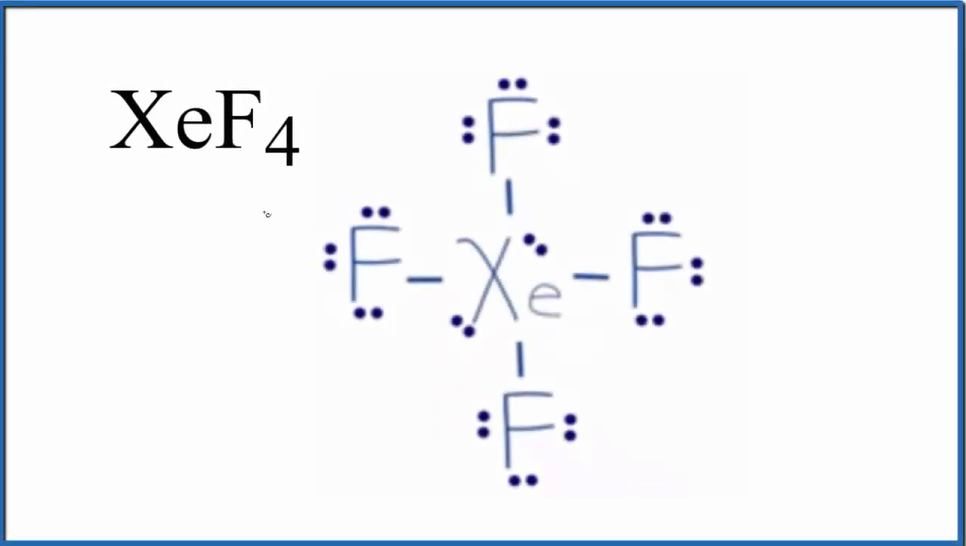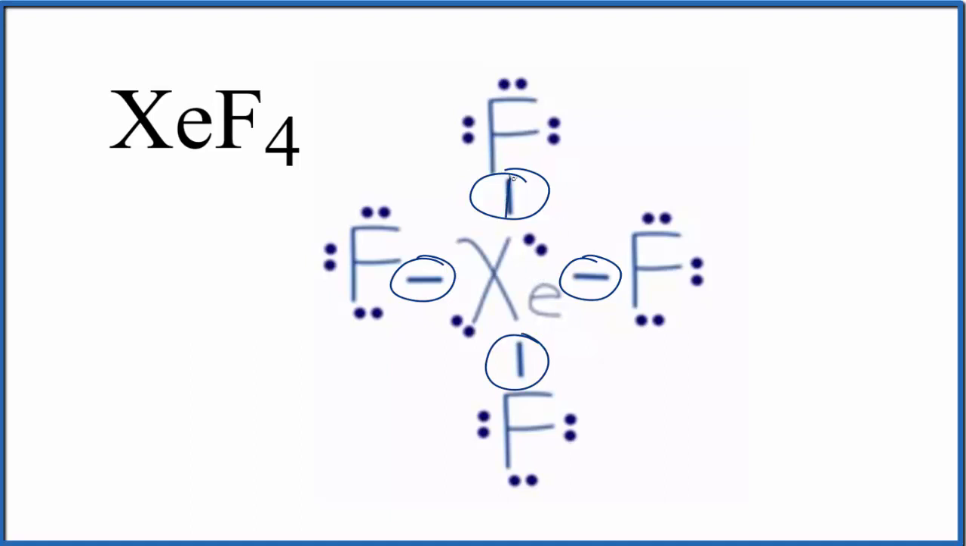Let's take a look at the number of lone pairs and bonding pairs for XeF4. This is xenon tetrafluoride. So let's start with the bonding pairs of electrons. These are electrons between the atoms. They form the chemical bonds. We have 1, 2, 3, 4 bonding pairs of electrons.